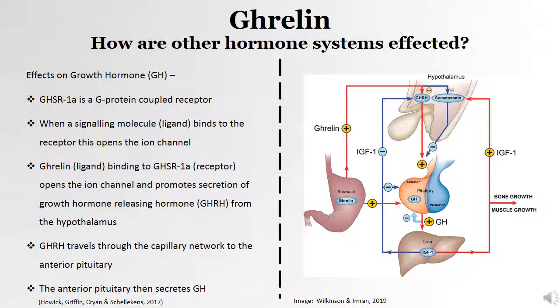So how does ghrelin do this? Well, the ghrelin receptor is a G-protein coupled receptor. When a ligand, in this case ghrelin, binds to the receptor, the ion channels open, and the receptor promotes the secretion of growth hormone releasing hormone in the hypothalamus. GHRH then travels through the circulation network to the anterior pituitary gland, which then secretes growth hormone into circulation.